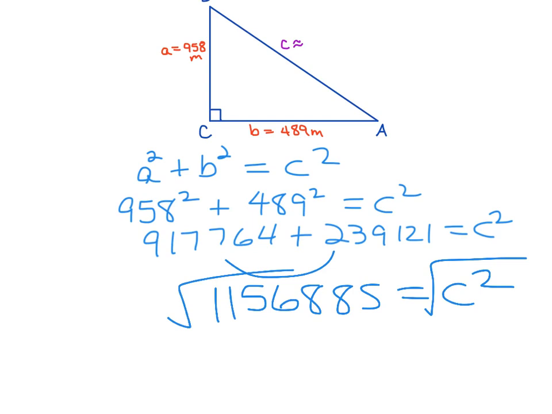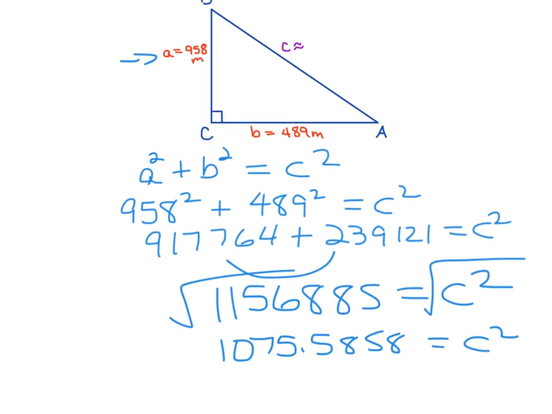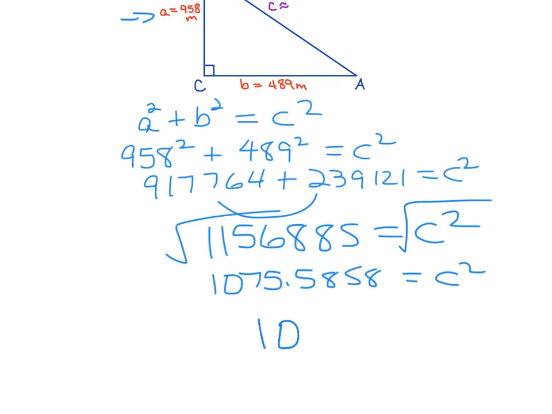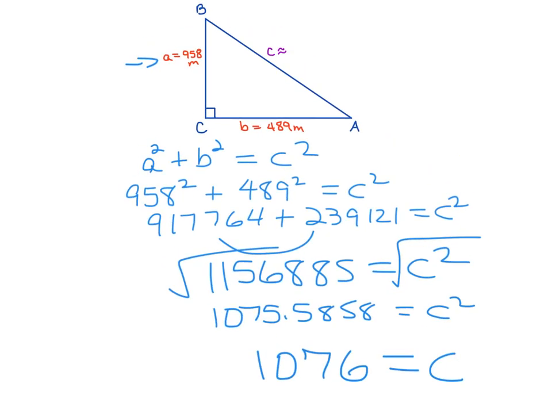And this is going to give me 1156885. And this is going to give me 1075.5858. Again, my original answers were integers, whole numbers, so I'm going to round this to a whole number, so 1076. That's C.